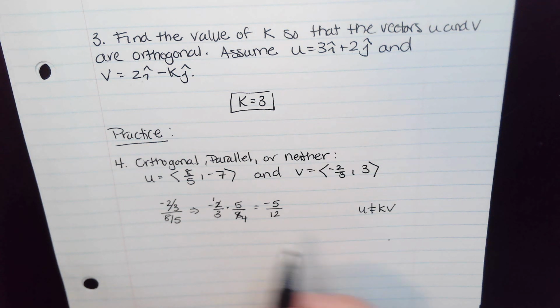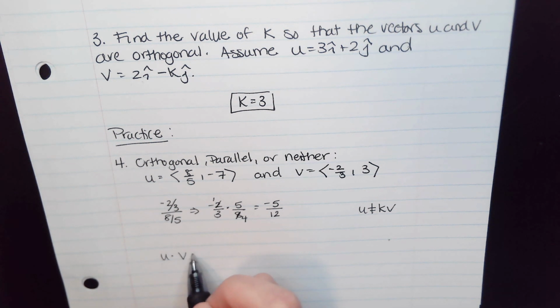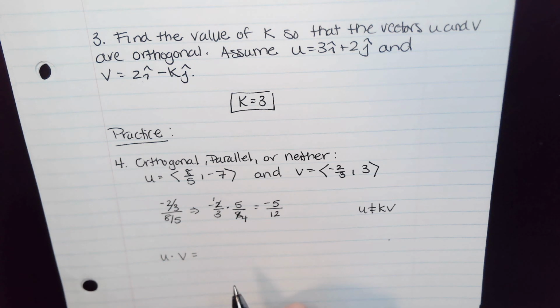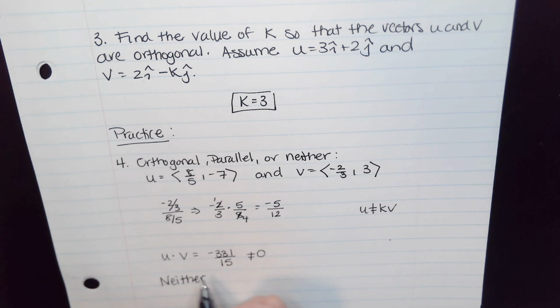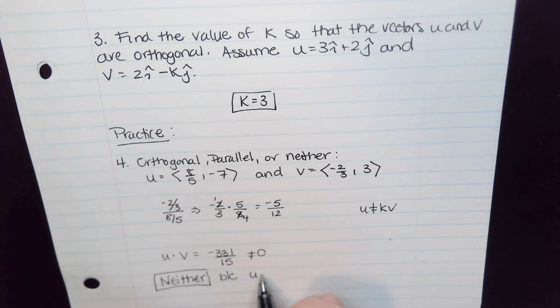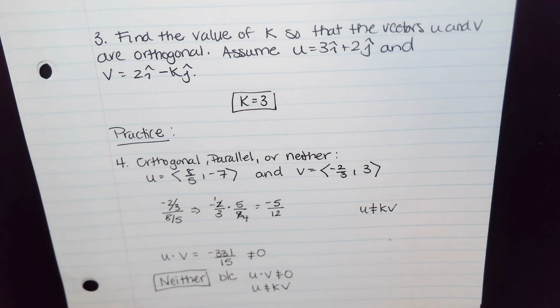Then you also should have found that your dot product was not equal to 0, and it does give you a large fraction of negative 331 over 15, and we know that that does not equal 0, which means they're not orthogonal, so your answer here would be neither. And again, I would expect to see a reason: because your dot product does not equal 0 and u does not equal k times v.